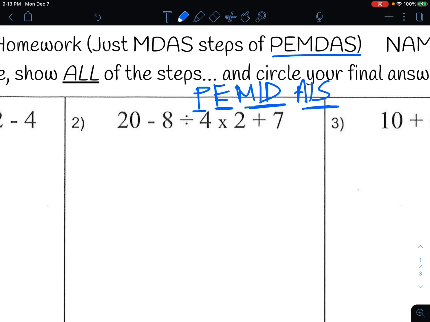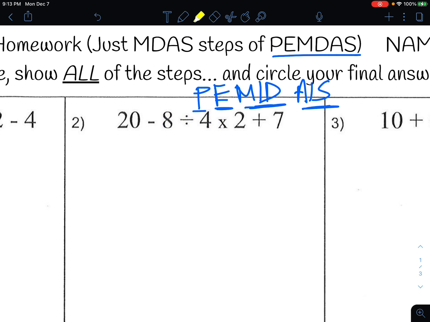All right, let's go ahead and start with number 2. Do we have any parentheses? I see no parentheses here. Do we see any exponents? I see none of those, but I do see some multiplication and some division. We're going to do the division first because it's furthest to the left, reading left to right. So we start with 8 divided by 4. Let's do that first.